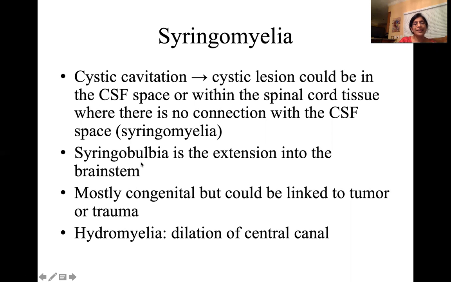syringobulbia is where it affects the brainstem. Okay, so the cavitation from the spinal cord would move up to the brainstem. That can be extremely dangerous because brainstem area is where you have these vital centers, and those would be affected and can be quite a serious issue. Okay, and now mostly congenital, meaning these cavities are formed during the developmental stages.